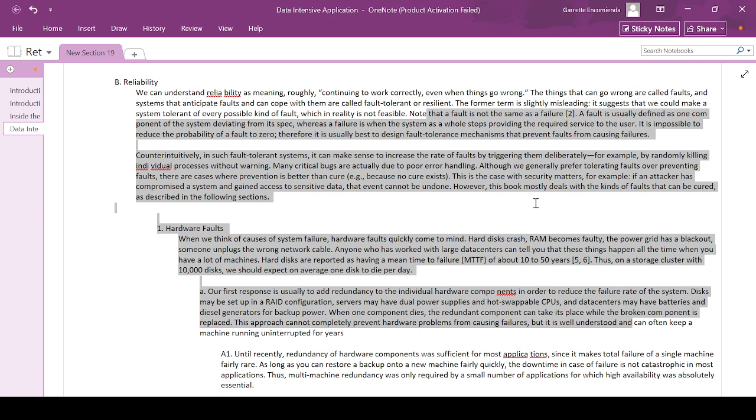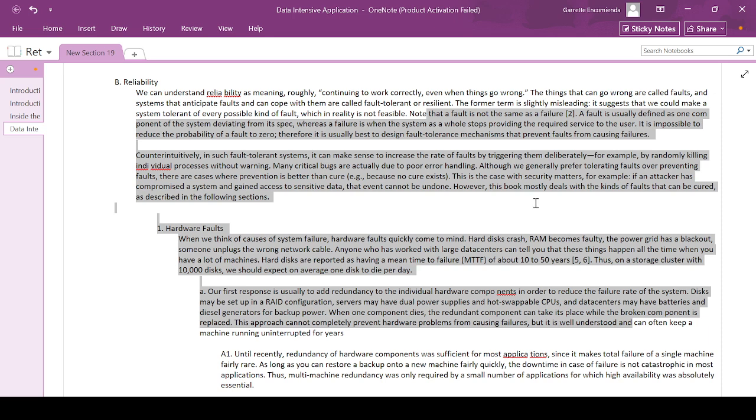Counterintuitively, in such fault-tolerant systems, it can make sense to increase the rate of faults by triggering them deliberately. For example, by randomly killing individual processes without warning, many critical bugs are actually due to poor error handling. Although we generally prefer tolerating faults over preventing faults, there are cases where prevention is better than cure, i.e., because no cure exists. This is the case with security matters.